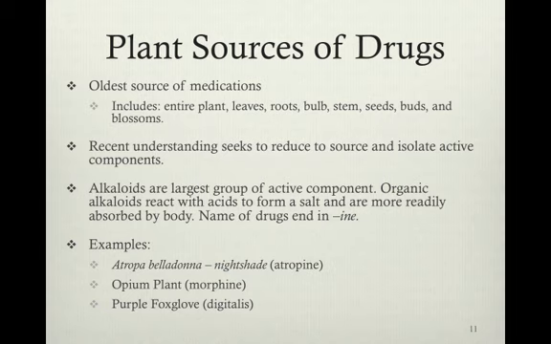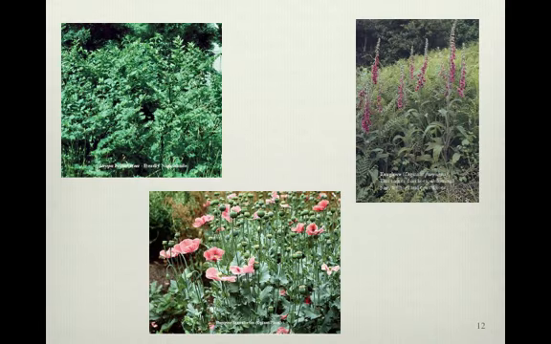An example of this would be Atropa belladonna, nightshade, or atropine. Opium plant, morphine. Purple foxglove, digitalis. This is belladonna, so this one here is atropine. This one here is digitalis, or digoxin. And then this one here is a poppy plant, or opium.